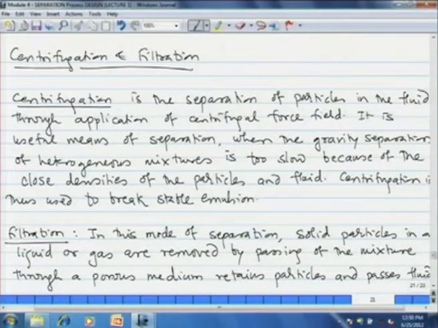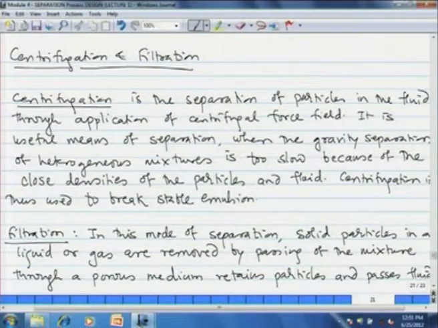And then finally, we shall see the centrifugation and filtration. Centrifugation is for separation of either solid particles, or it can also be used for separation of some heterogeneous liquid mixture. Centrifugation is the separation of particles in the fluid through application of centrifugal force field. The liquid is put in certain vials or containers, and it is rotated at very high RPM, 5000, 6000 RPM, and then the particles get thrown out because of higher density.